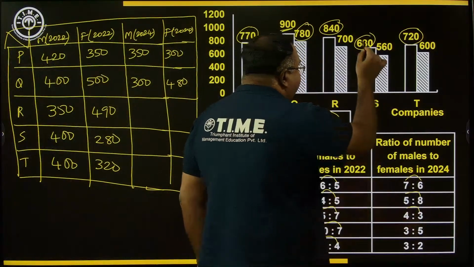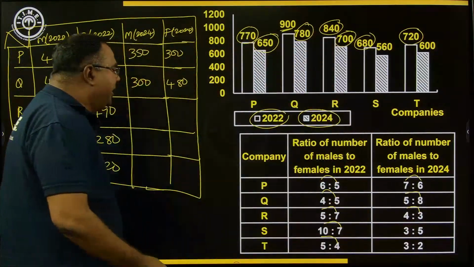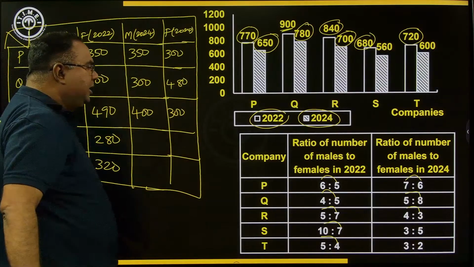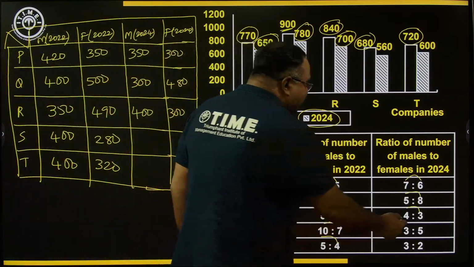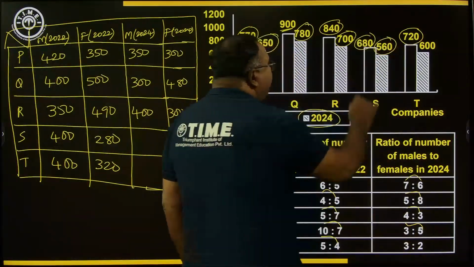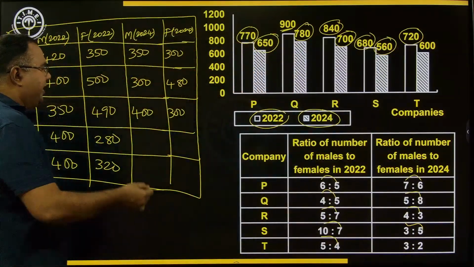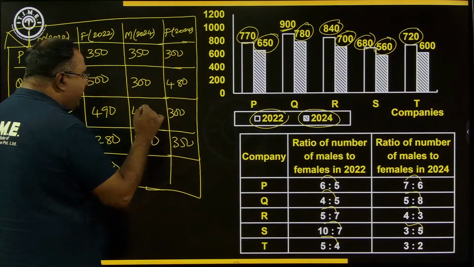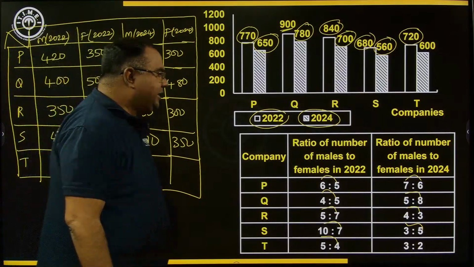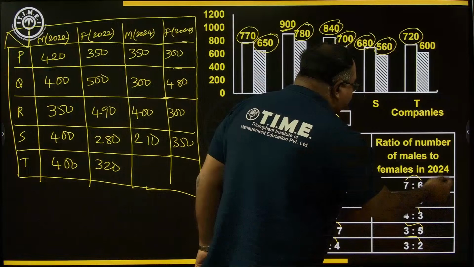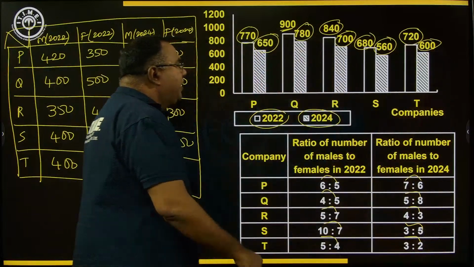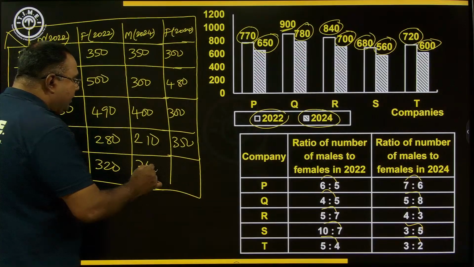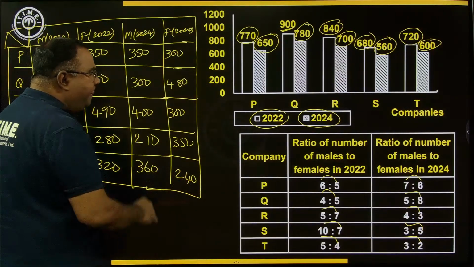4:3. 7 parts, 700. So each part is 100. 4 parts, 400. 3 parts, 300. Right? Then 3:5. 8 parts, total 560. 8 sevens, 56. So each part is 70. 3 into 70, 210. 5 into 70, 350. 360, 560. Yes, matching. 3:2. 5 parts, 600. So each part should be 120. So 120 into 3, 360. 120 into 2, 240. Right?